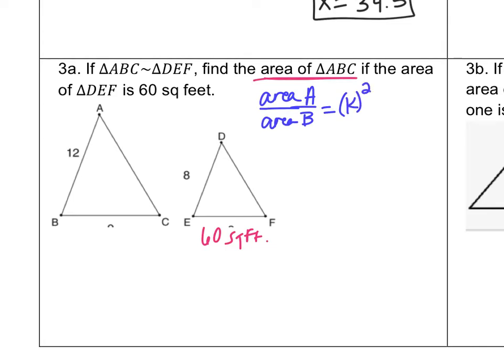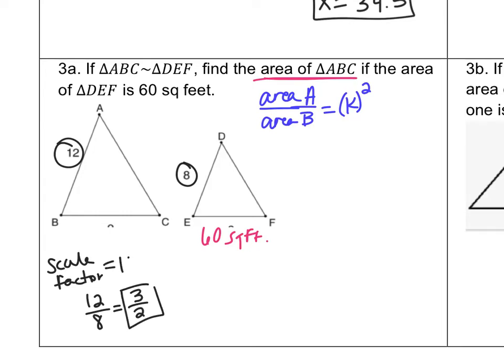Okay, so in order to figure out the area for our second triangle, first we need to figure out our scale factor. Okay, so to find the scale factor, remember that's just how we are changing from one image to the next. So I'm going to say my scale factor would be 12 over 8. Okay, so the direction isn't important as long as you keep it the same throughout. Okay. So 12 over 8 would be a scale factor of 3 over 2. Okay, so this is my K value.